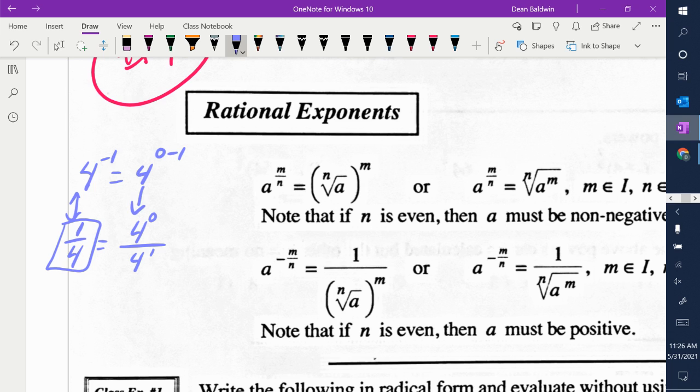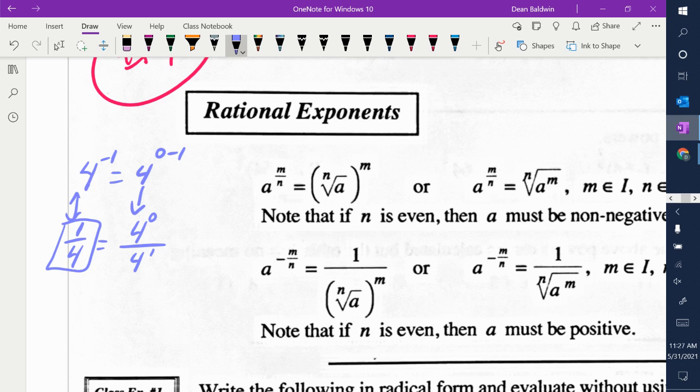Wait, but you didn't really flip it. Well, this could be like 4 over 1, right? It doesn't have to be 1. I could write the 4 as... Oh, I see. Like that? Yeah, now I get it. So you're right. I didn't really flip it. I just kind of put it down.